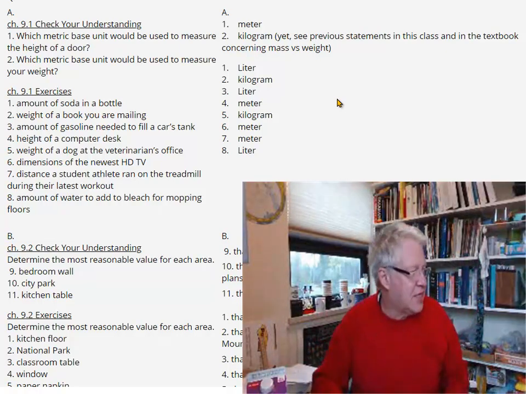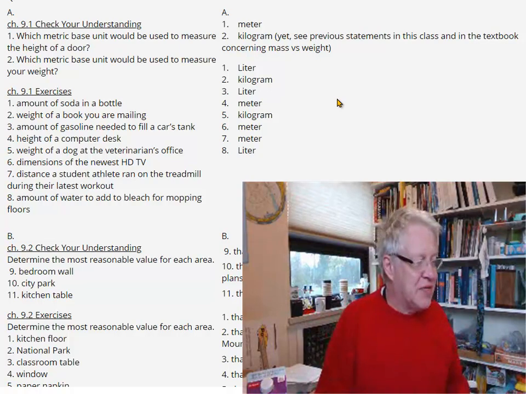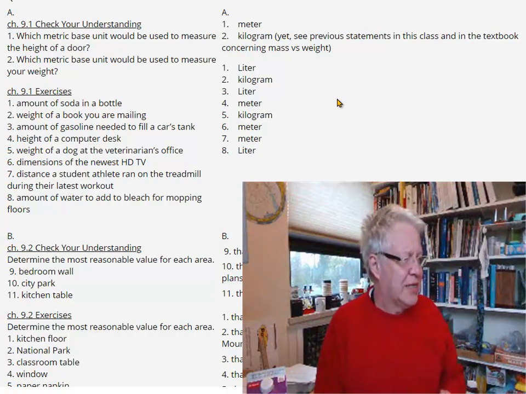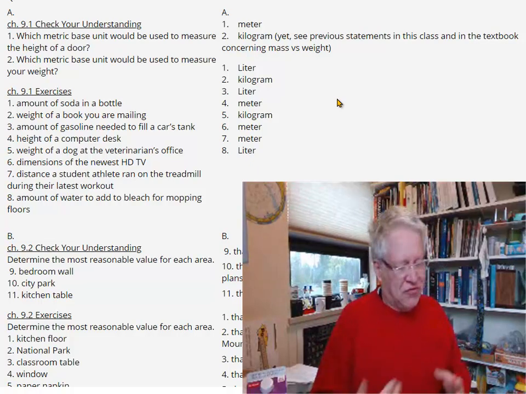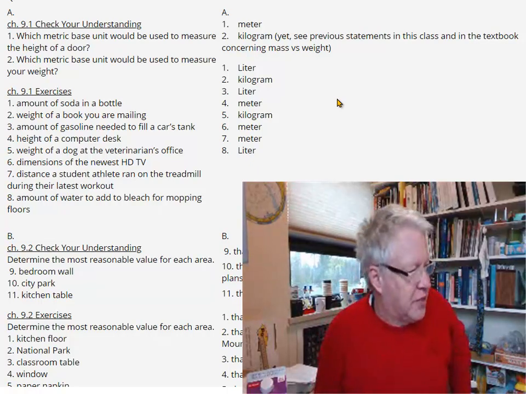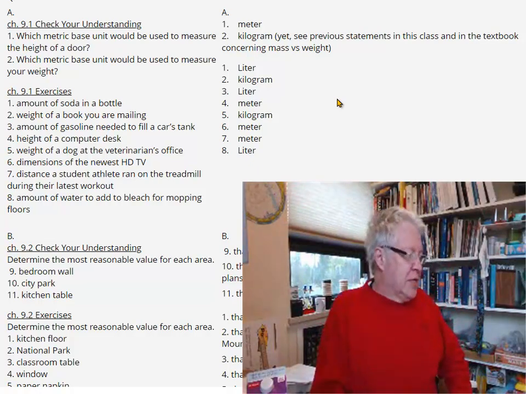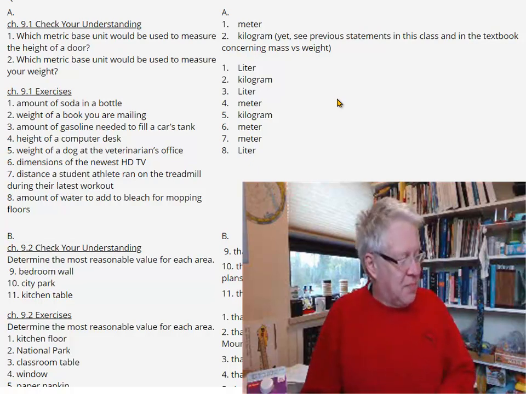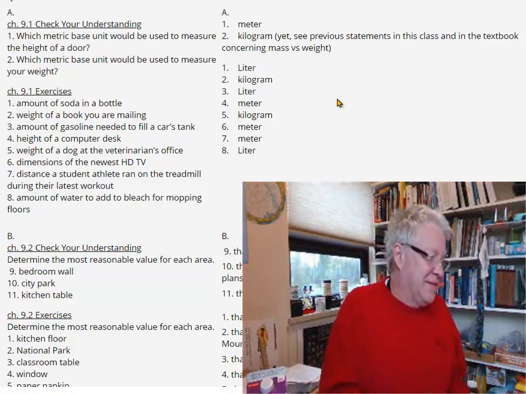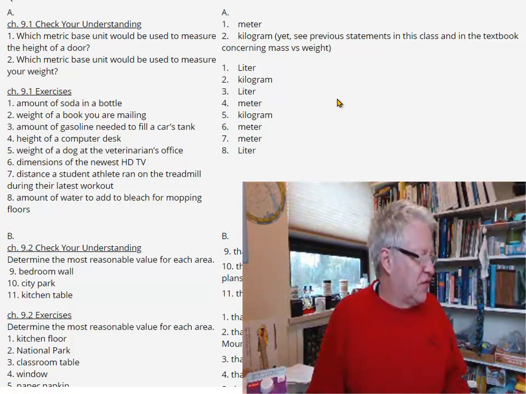All right, the metric base unit to measure your weight, well, it would be the kilogram, and then of course there is my statement about it, and I think it's in the book as well, mass versus weight. So kilogram is actually mass, but in everyday language, for example in Germany, we actually use it for weight as well, even though it should be the Newton. So in the American system, the pound is the one for weight, and as I said, we also use it, unfortunately, for mass, even though that should be the slug.